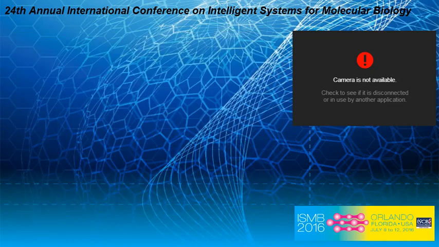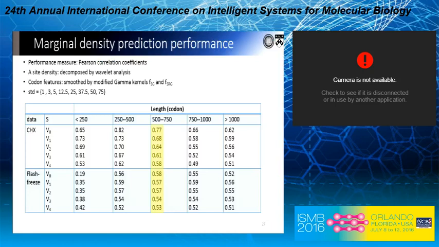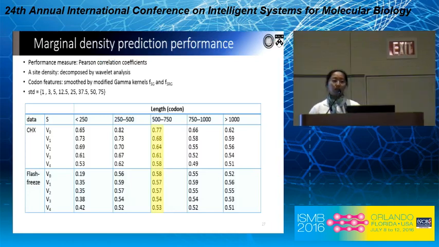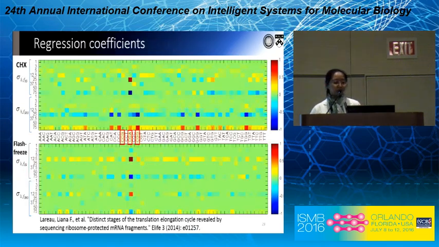Some general trends to point out: overall, the global morphology is easier to predict. The numbers are the correlation coefficients between the real data and our prediction. Also, in general, the shorter genes are easier to predict, and we're guessing this is because the longer genes may have more complicated secondary structure that we are not including in the model.